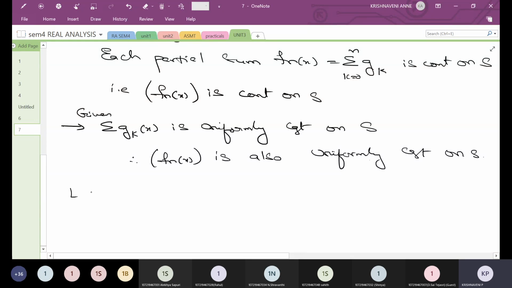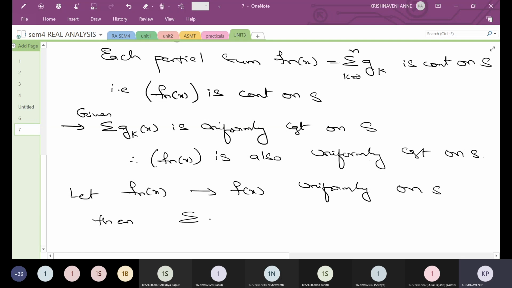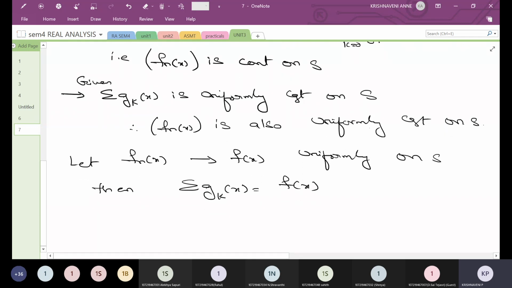So it is uniformly convergent means we will take: let Fn of x converge to some function f of x uniformly on S. I have taken that value as some f of x. That means then summation gk of x, I can write it as f of x.